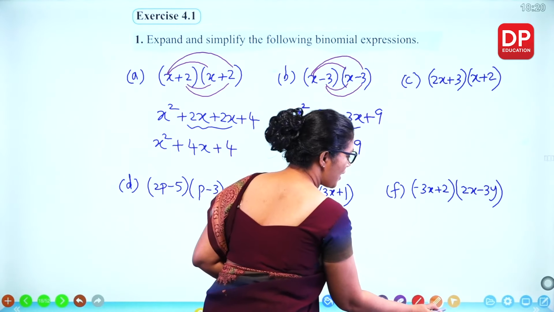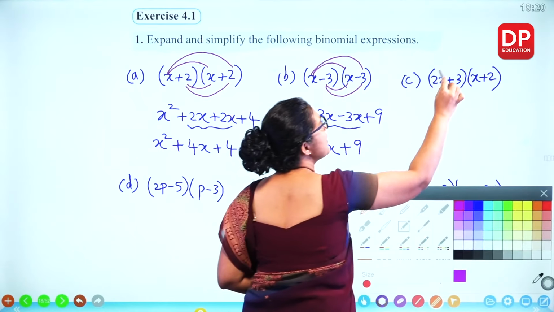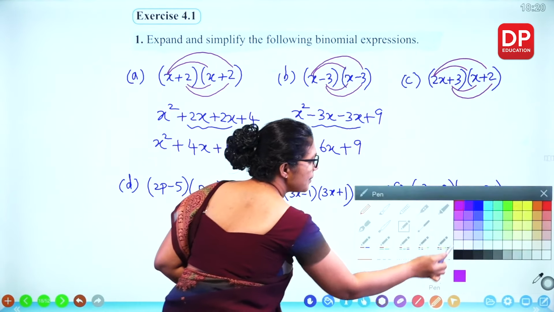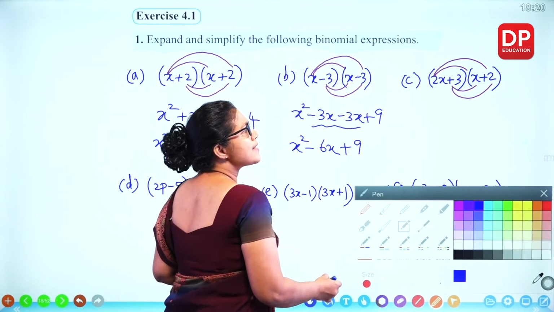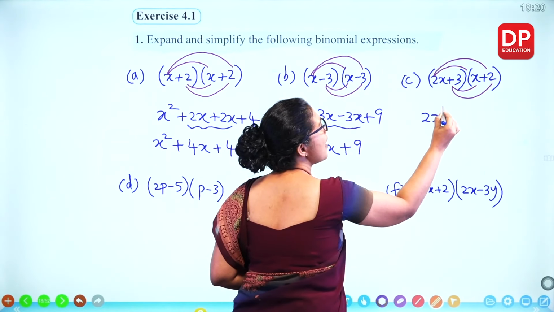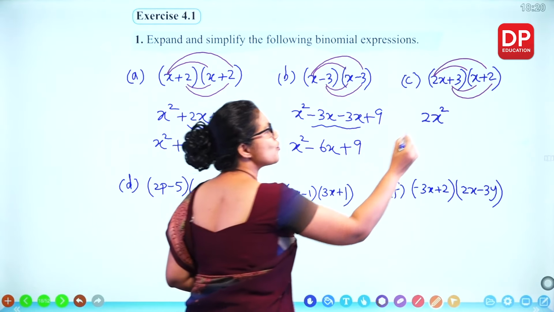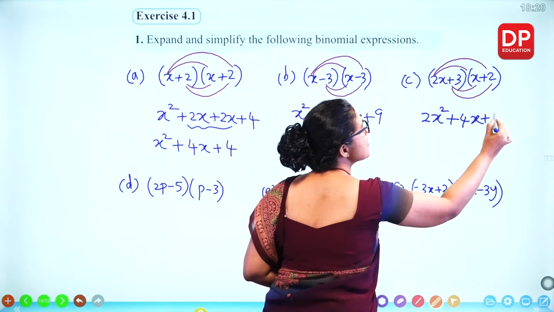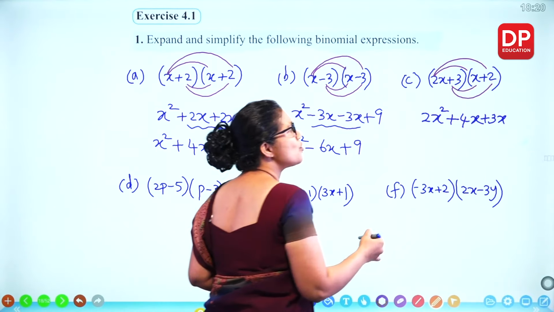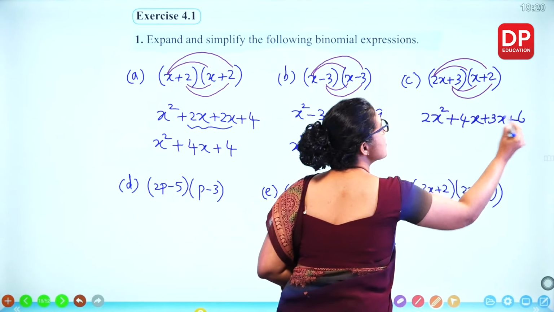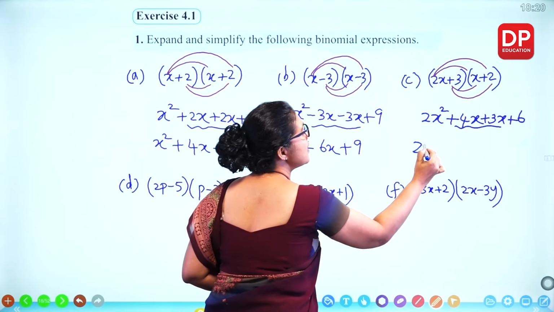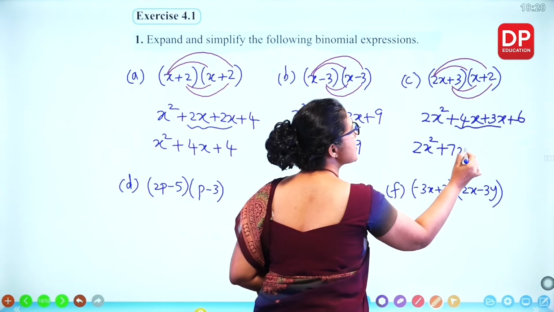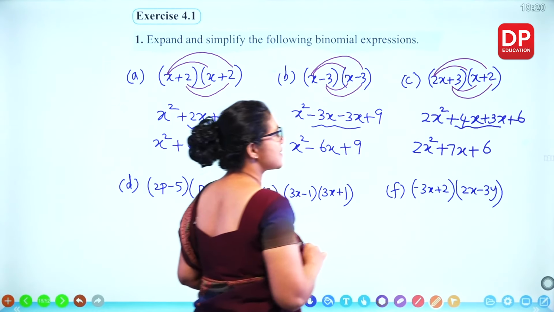Now use the rainbow again or foil method. You draw rainbows like this and multiply. 2x into x, 2x squared. 2x into plus 2, plus 4x. 3 into x plus 3x. 3 into 2 plus 6. Simplify. You will get 2x squared. 4x plus 3x becomes 7x plus 6.